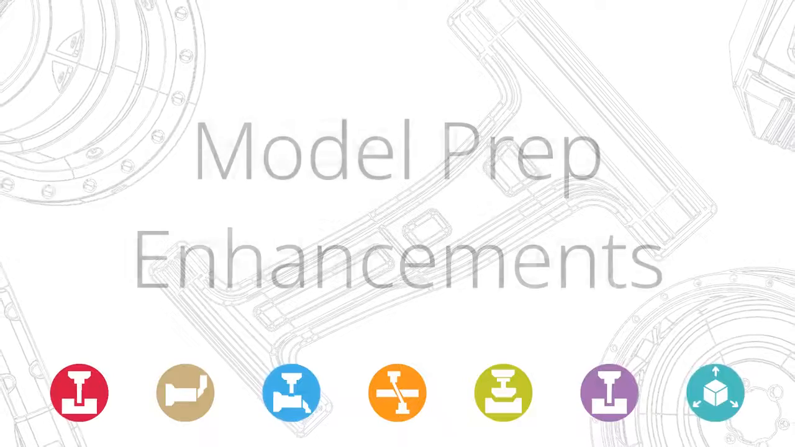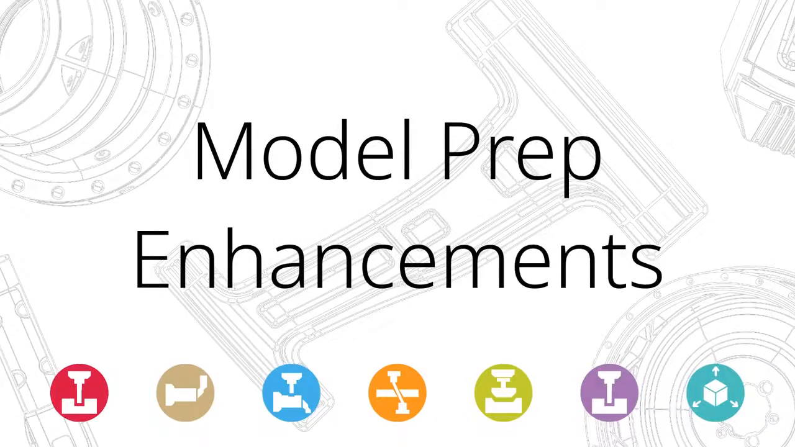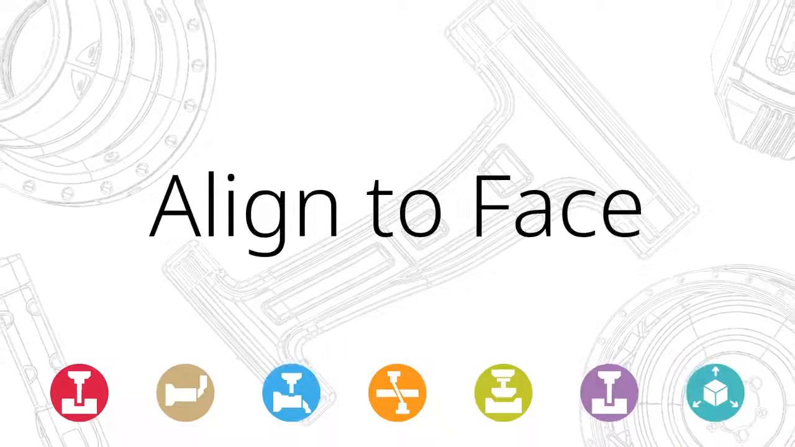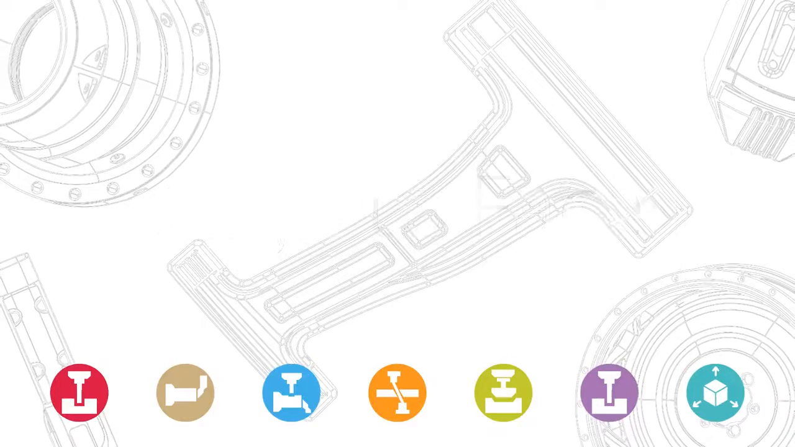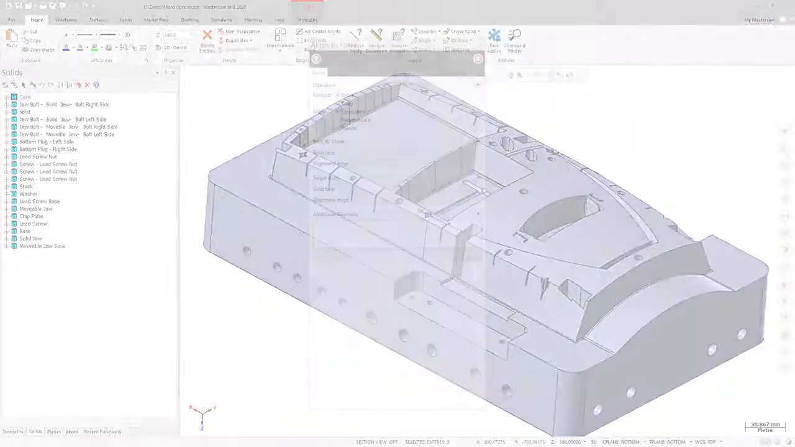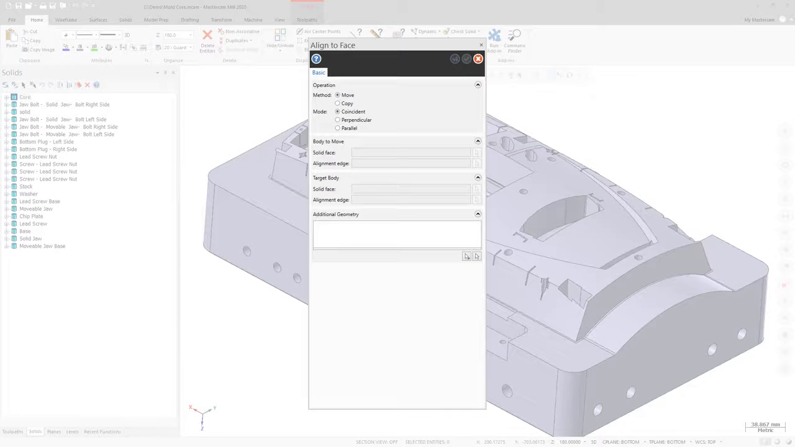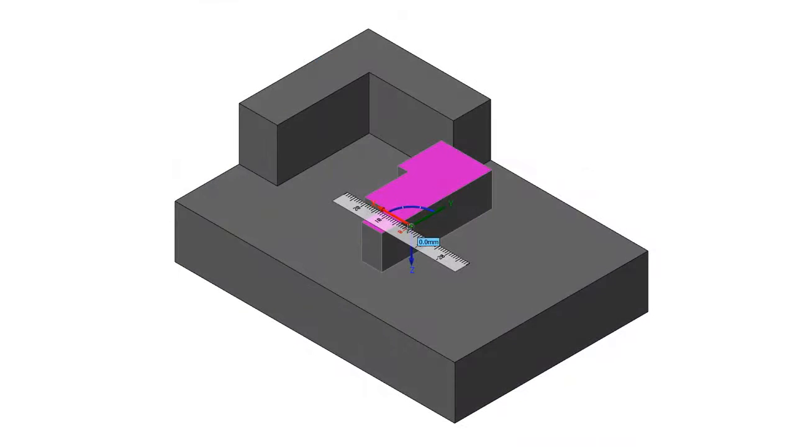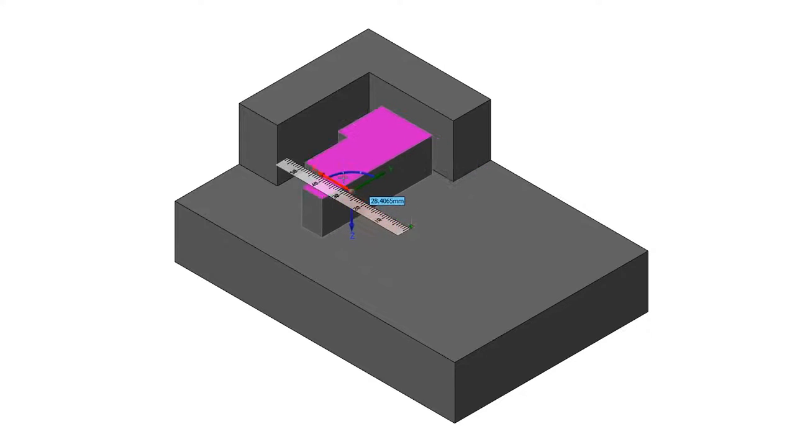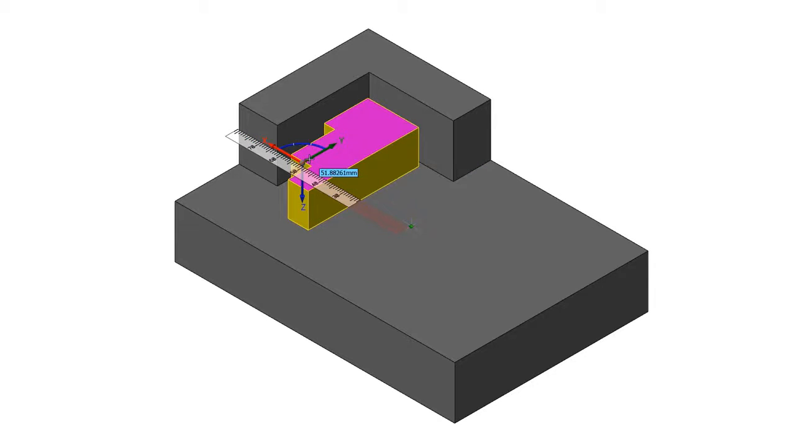The model prep functions in Mastercam 2020 have received a number of enhancements. When using Align to Face, you now have the option to toggle new Stop on Contact functionality. When sliding a solid along a vector while Stop on Contact is enabled, Mastercam will automatically stop the motion of the solid when it comes in contact with another solid face.